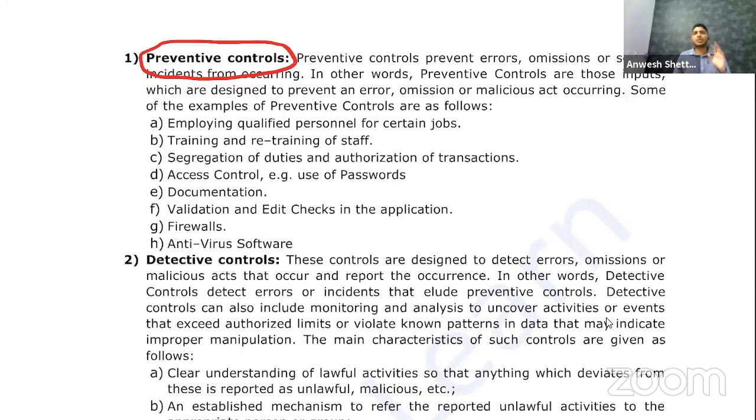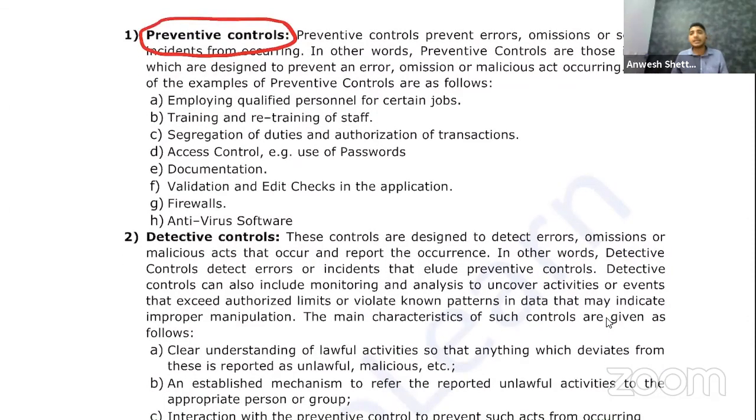So what is this preventive control? Preventive control means it prevents a mishap. It prevents an undesirable event. Let us look at the examples now. In computers, we can have proper antivirus software. Why do you have this antivirus software? So that the wrong files do not get downloaded or installed. When I say wrong files, I'm talking about viruses and malware. So that is a preventive control you put in place.